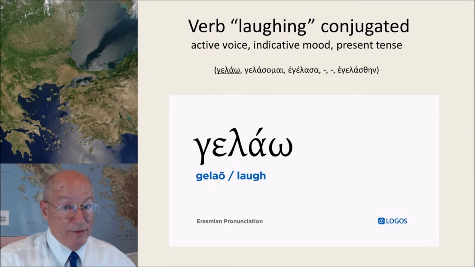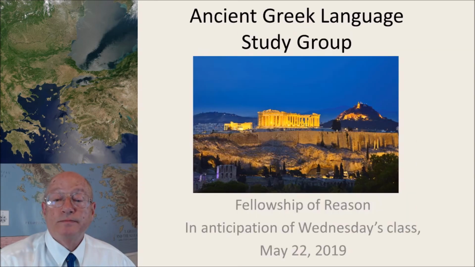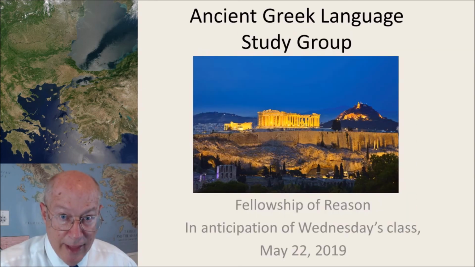Here's another verb we haven't seen before. It means laughing. Gelao. And it's actually exactly the same endings. Gelo, gelas, gela, gelomen, gelate, gelosi, or gelosin. All right, there you have it. That's alpha contracts. Good luck with that.